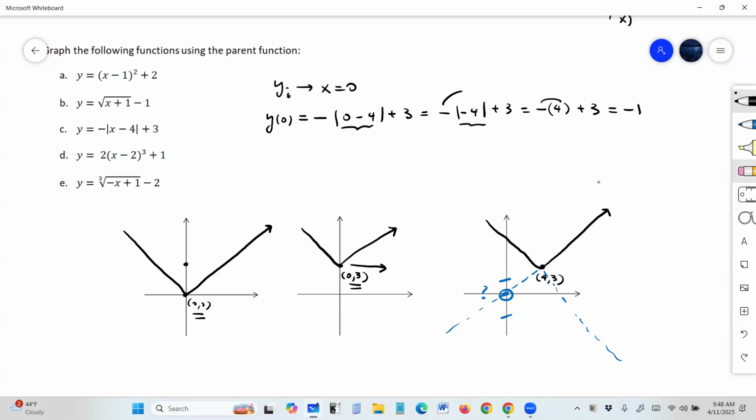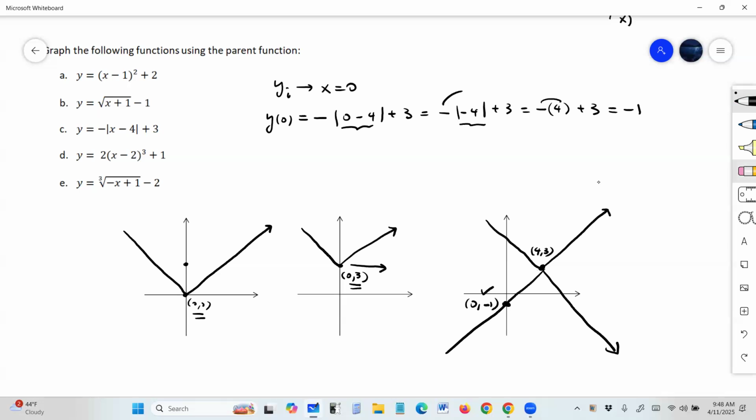So you can see that, when I erase this, the function now intercepts, so this is 4 comma 3, the key point. The function intersects the y-axis below the origin. Okay, so this is the location 0 comma negative 1. And we need this point on your exam.